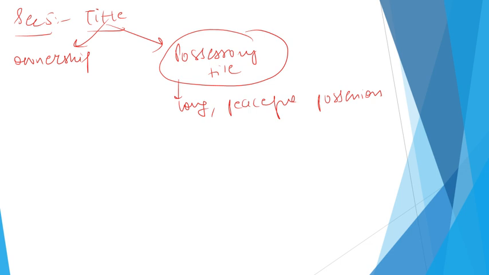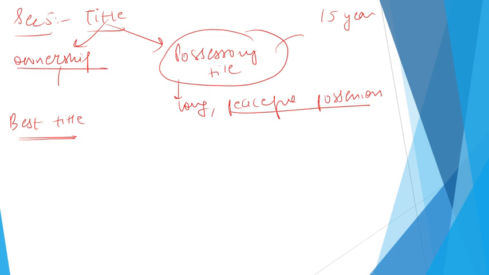Alright, so here king can show that he has been staying here for 15 years and it was a peaceful possession as well. So the person with the best title should win. Ownership basically means I have a proper sale deed of it. I can prove title in the court of law. That is something you need to prove.